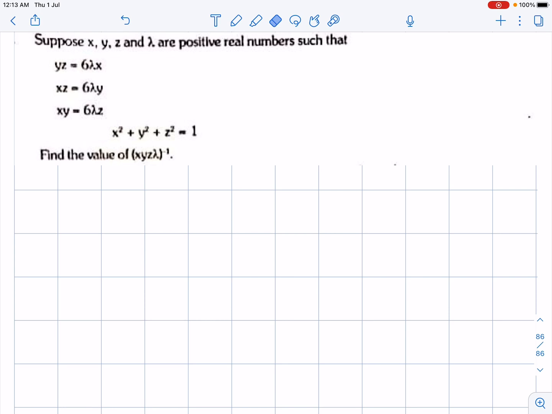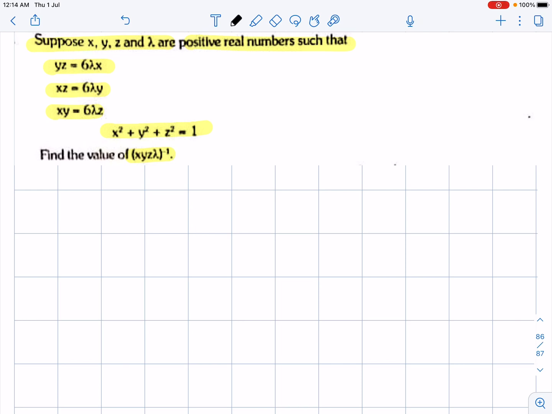So continuing our problem solvings in polynomials, we'll be going to make 21st question, and the question statement is written on the screen. Suppose x, y, z and lambda are positive real numbers such that yz is equal to 6 lambda x, xz is equal to 6 lambda y, xy is equal to 6 lambda z, x square plus y square plus z square is equal to 1. Find the value of x, y, z lambda to the power minus 1. They have asked it to us.